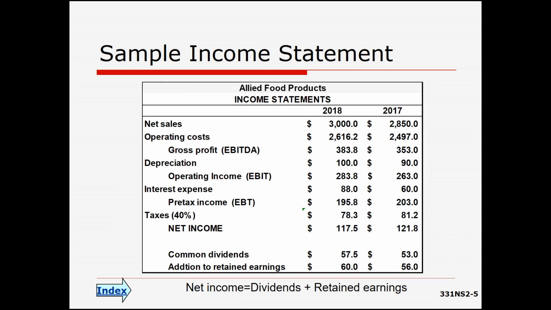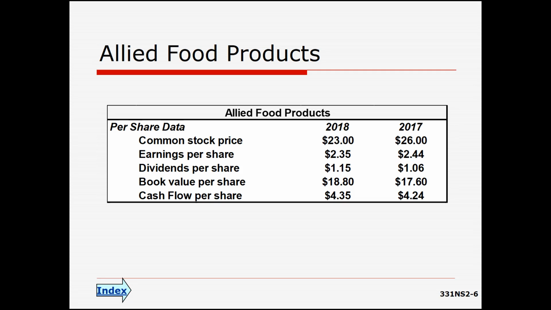Allied's income statements for 2017 and 18 are on this slide. Consistent with our goal of keeping these statements simple and basic, their income statement is uncomplicated. Beginning with top-line net sales, we subtract operating costs to arrive at gross profit, EBITDA, earnings before depreciation and amortization. Subtracting depreciation yields operating income, EBIT, earnings before interest and taxes. Subtracting interest expense results in pre-tax income, EBT. Applying the corporate tax rate of 40%, we arrive at the bottom line, net income. Note that net income is divided between common dividends in addition to retained earnings. Additional data for Allied includes stock price, earnings, dividends, book value, and cash flow per share. We'll see the computations on the next slide.